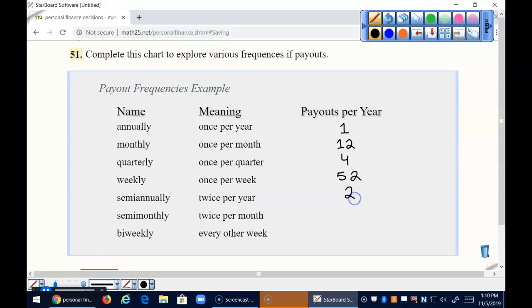Semi-annually is twice a year. Semi-monthly is twice a month, so 24, twice the 12. And then bi-weekly is every other week, so half of the 52 is 26. You're probably not going to see some of those ones at the end of this chart much, if ever, in real life, but just as a heads up, you might sometime. Annually happens a lot. Monthly happens a lot. And quarterly, most stock dividends are quarterly, so people that invest will see quarterly things.